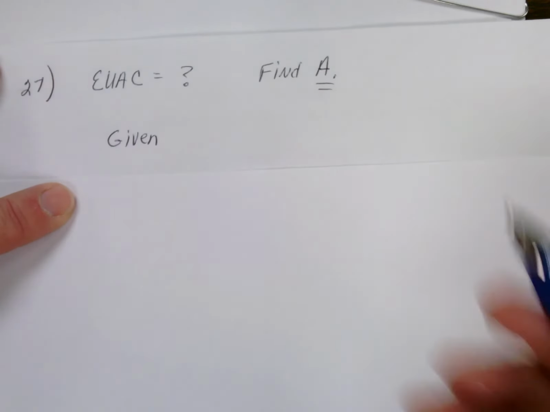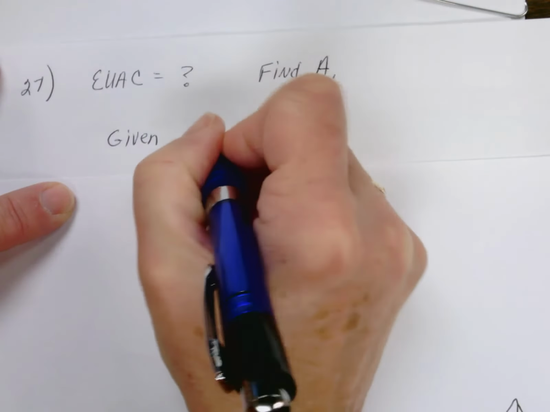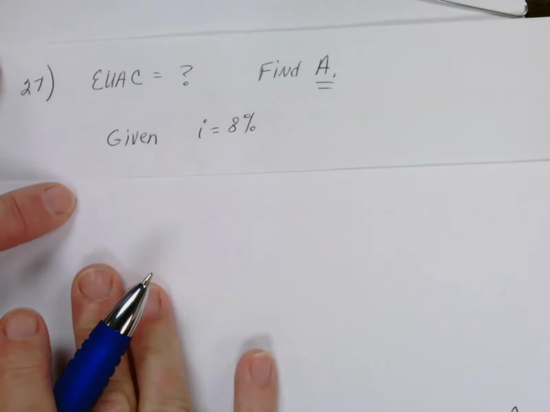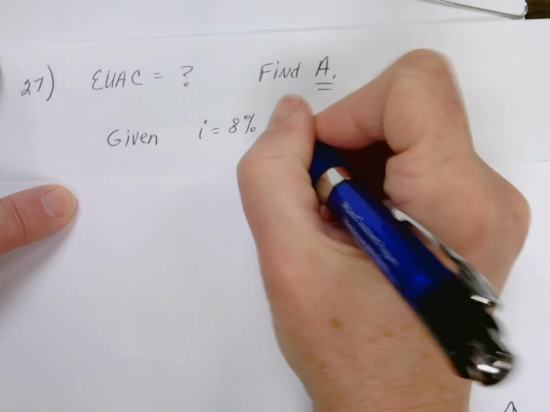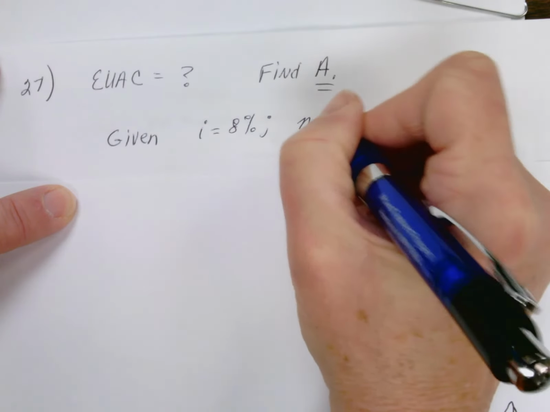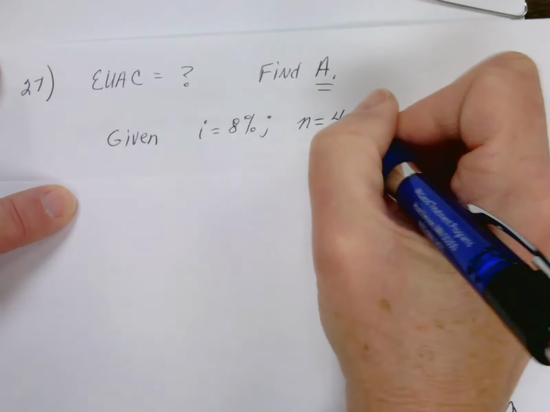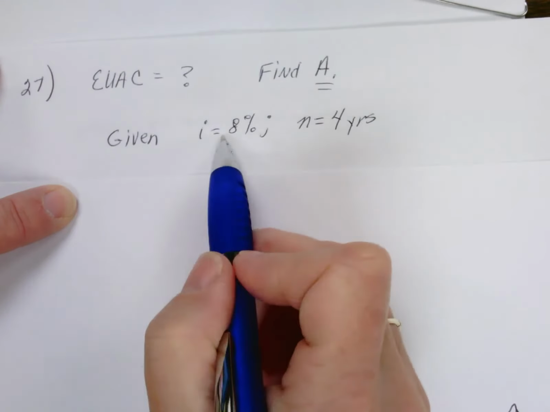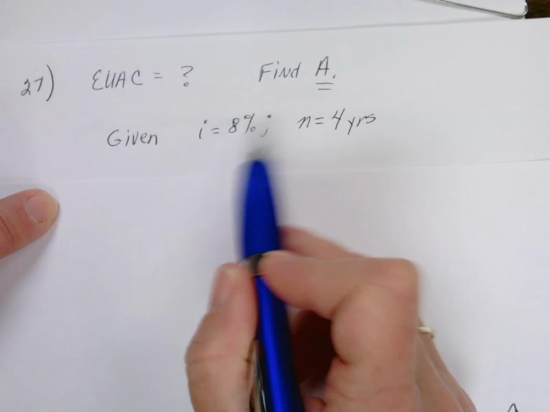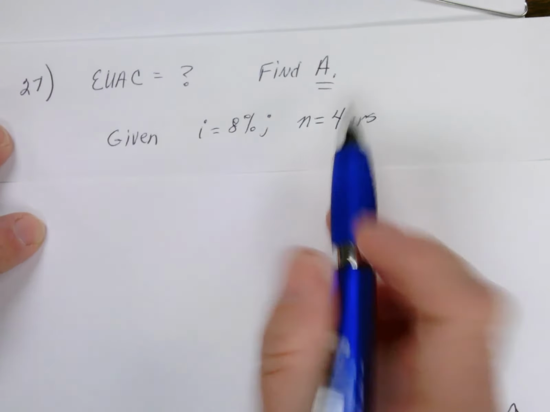Given, what are we given? We're given an interest rate of 8% per year. Everything is in terms of years in this case, so we don't need to do any translation to the interest rate. The N, number of years, is 4. So the interest rate is on an annual basis and the time period is on an annual basis, so we don't need to do any adjustment of either of those.